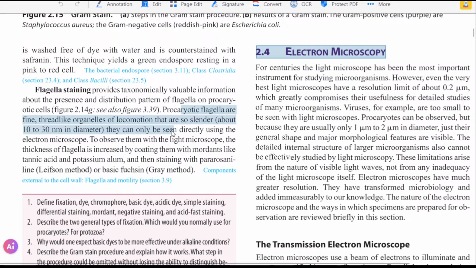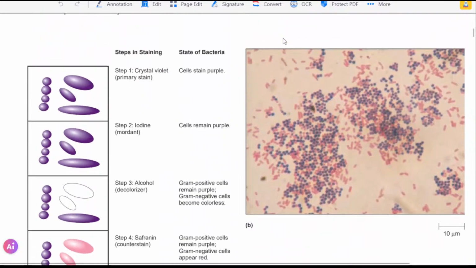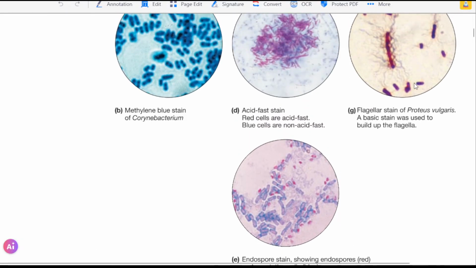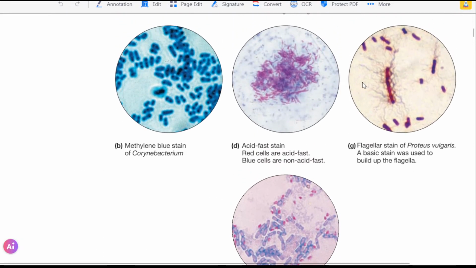Prokaryotic flagella are fine, thread-like organelles of locomotion that are so slender, about 10 to 30 nanometers in diameter. They can only be seen directly using an electron microscope. They are so small that they can't be visible under a compound microscope. So if you study a sample with flagella under a compound microscope, you will be wrong about the identification of the bacteria, because you won't be able to see the flagella. This is a flagellar stain of Proteus. A basic stain was used to build up the flagella, and this is how the flagella look.